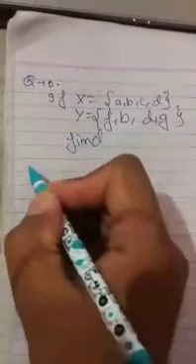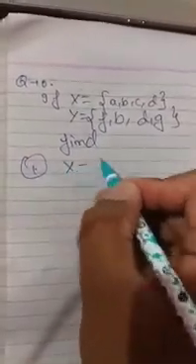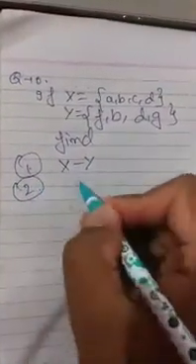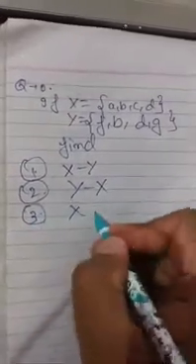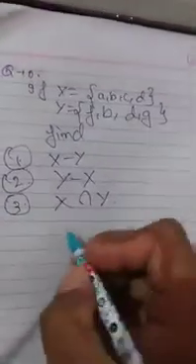Okay, now see the next type of question. Question number 10. If X = {a, b, c, d} and Y = {f, b, d, g}, then find: in the first part X minus Y, in the second part Y minus X, in the third part X intersection Y. So first of all, what we will find?